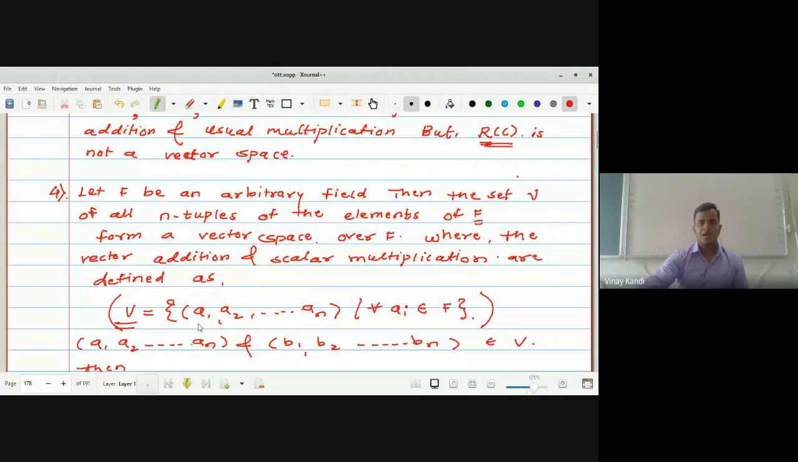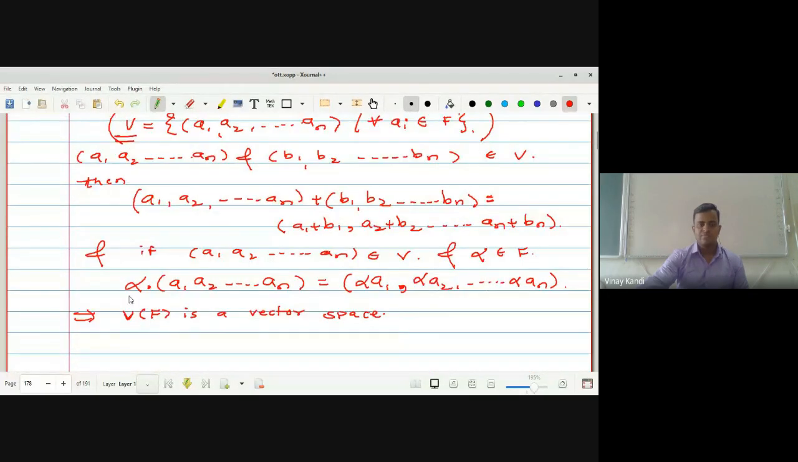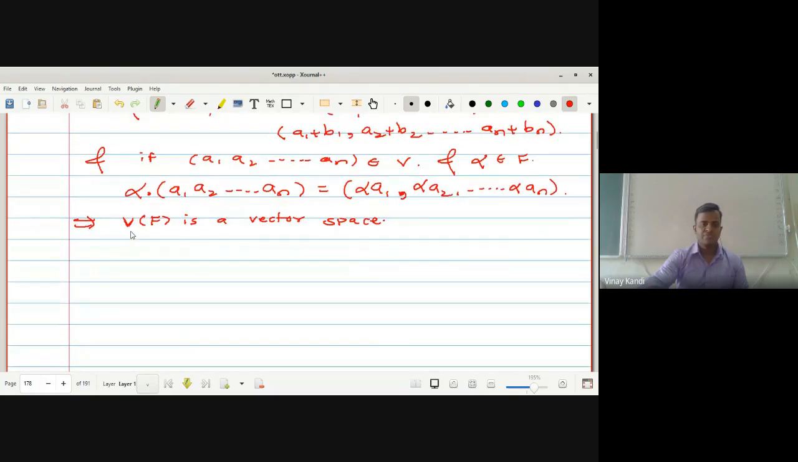Now this is the fourth example. Let F be an arbitrary field, then the set V of all n tuples of the elements of F forms a vector space over F, where the vector addition is given like this and the scalar multiplication is defined like this. Now the nature of set V is the set of a1, a2, up to an, where each ai belongs to F. So V over F is a vector space.